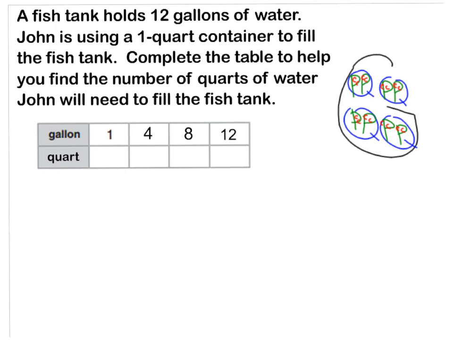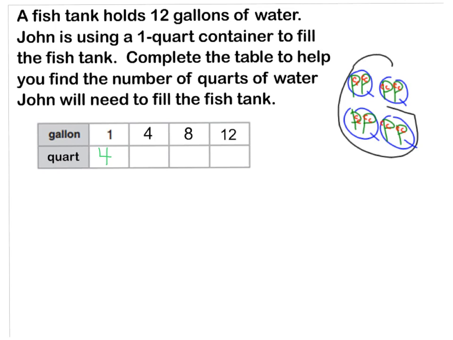So let's look at our chart right here. I have 1 gallon is equal to how many quarts? I want you to pause the video and fill in what you think the quart value is. Go ahead and press pause now. All right, I went ahead and filled out the first one for you. Boys and girls, you can see that there are 4 quarts in each gallon. So my relationship will be, for every gallon, you'll have 4 quarts.